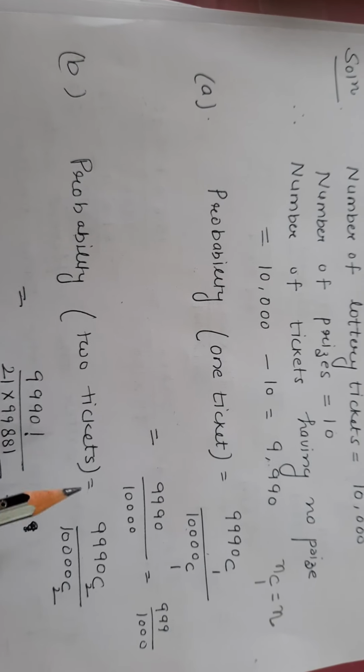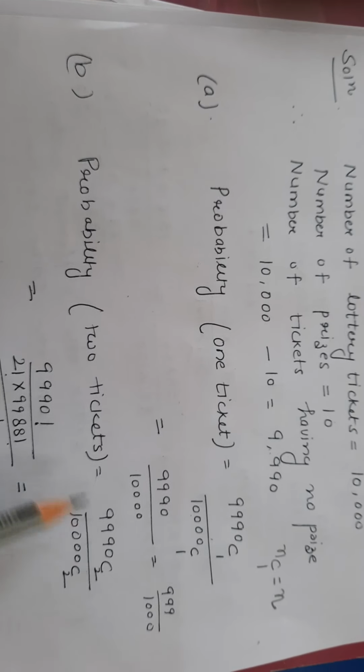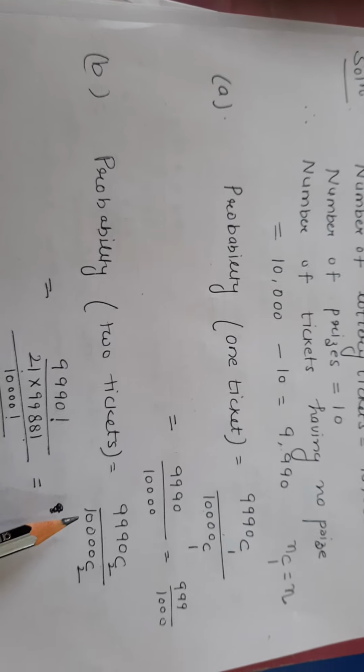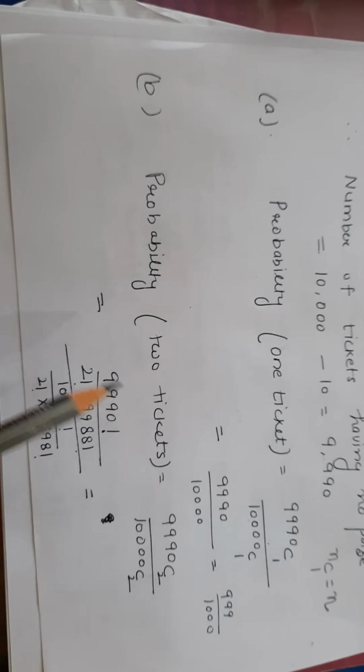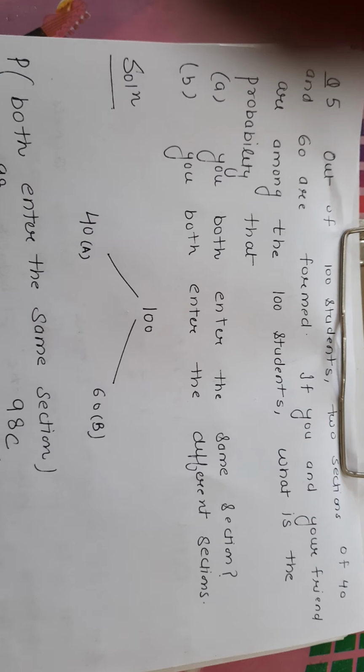The second part, the probability of not getting a prize if you buy 2 tickets. So this is 9,990 C2 divided by the total outcome of sample space. Now in sample space you have total 10,000 tickets. From that you have to select 2. Apply the formula, solve it and find your answer.